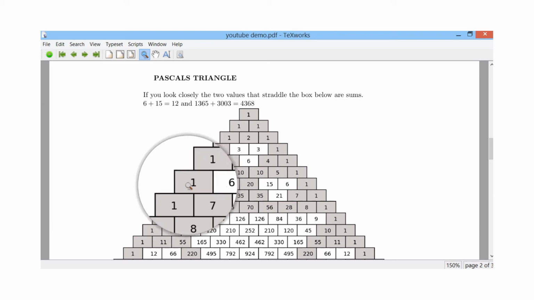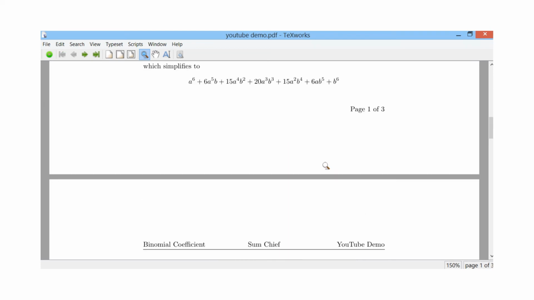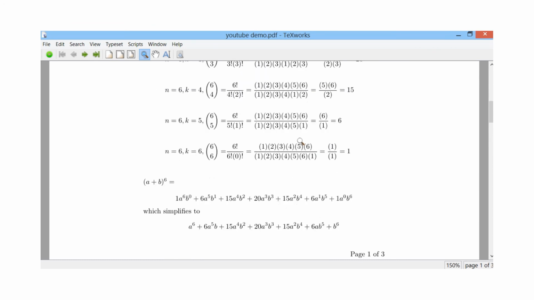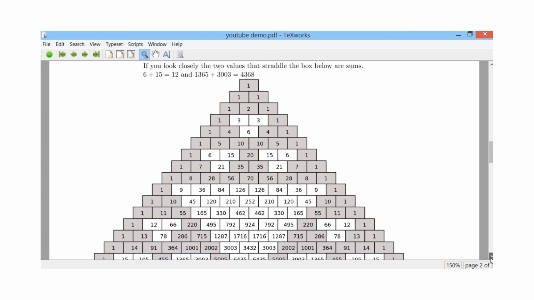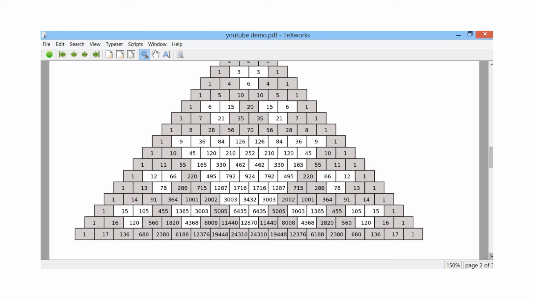So this is our expansion we just worked out: 1, 6, 15, 20, 15, 6 and 1. And if you have a look, that's what we calculated. So that's how you can calculate any space in Pascal's triangle. That's interesting to see. So there's an example there all the way up to 17.